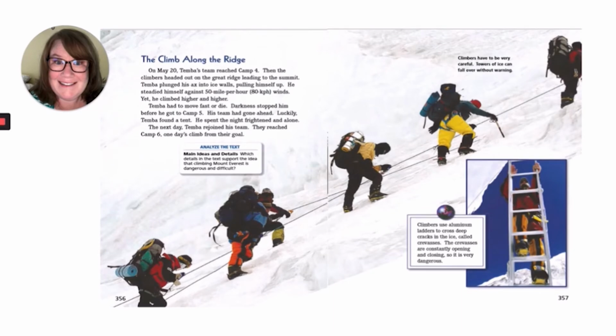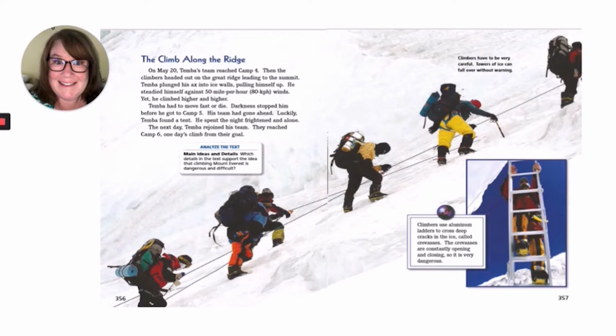The climb along the ridge. On May 20th, Tembas' team reached Camp 4. Then the climbers headed out on the great ridge leading to the summit. Tembas plunged his axe into the ice walls, pulling himself up. He steadied himself against 50-mile-per-hour winds, yet he climbed higher and higher. Tembas had to move fast or die.